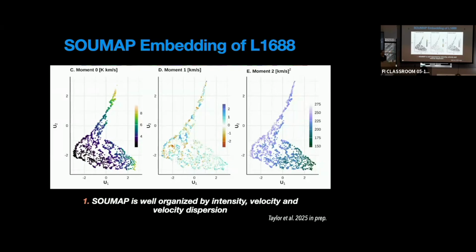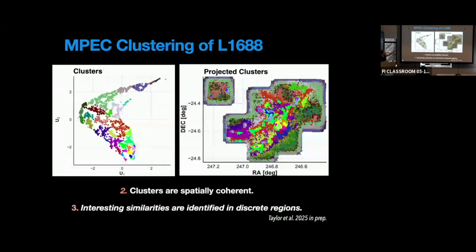Okay, so now we cluster our graph. And here are the projected clusters on this graph. This is the projected clusters on the region. All right, so first check, clusters are spatially coherent. Now I love this because we have not given the algorithm any spatial information. We just gave it the spectra and we said group them for us.